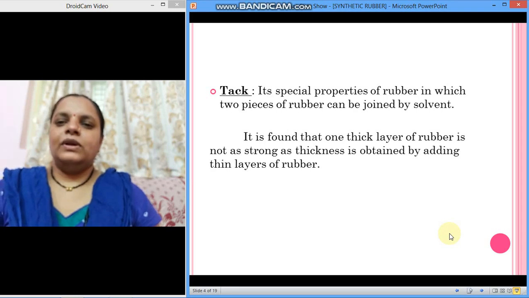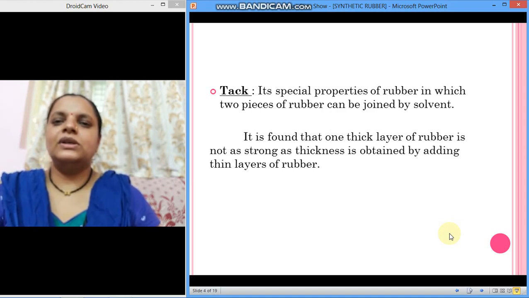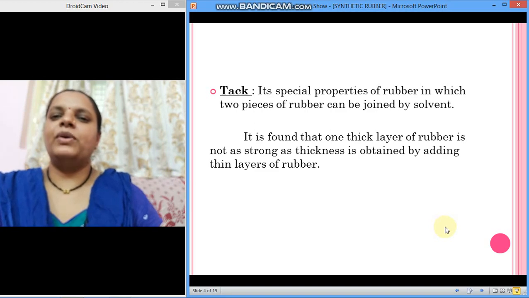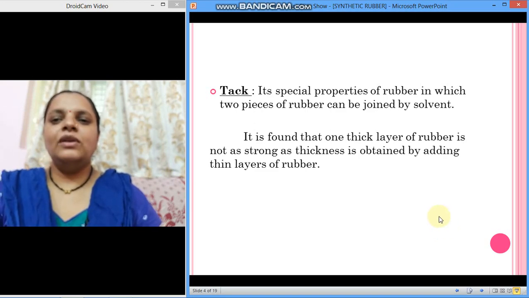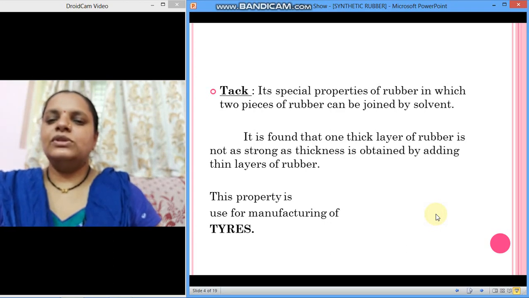One layer of rubber is not thick, it can be easily broken, but if, of the same thickness, we add different rubbers and introduce solvent between them, this is called tack. This property is called tack, and this piled rubber has better properties and is stronger than one single rubber of the same thickness. So this property is used in the formation of tires.